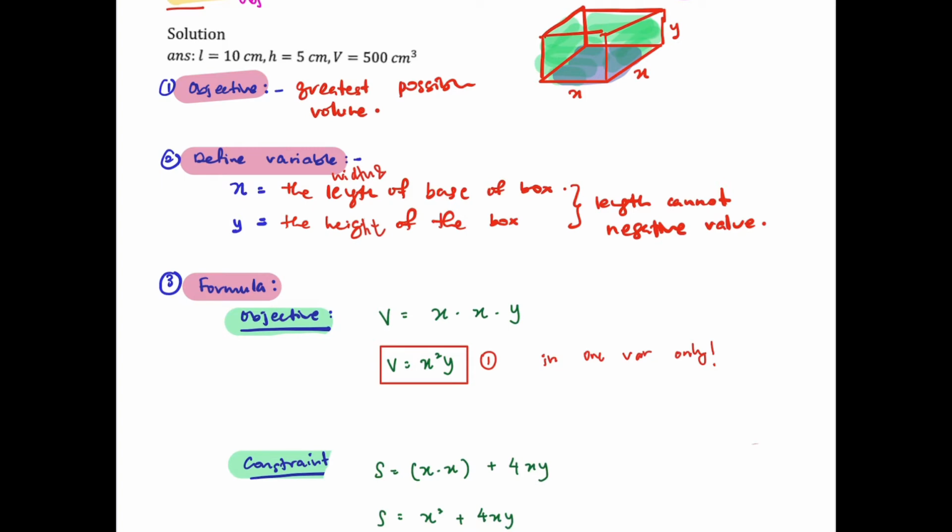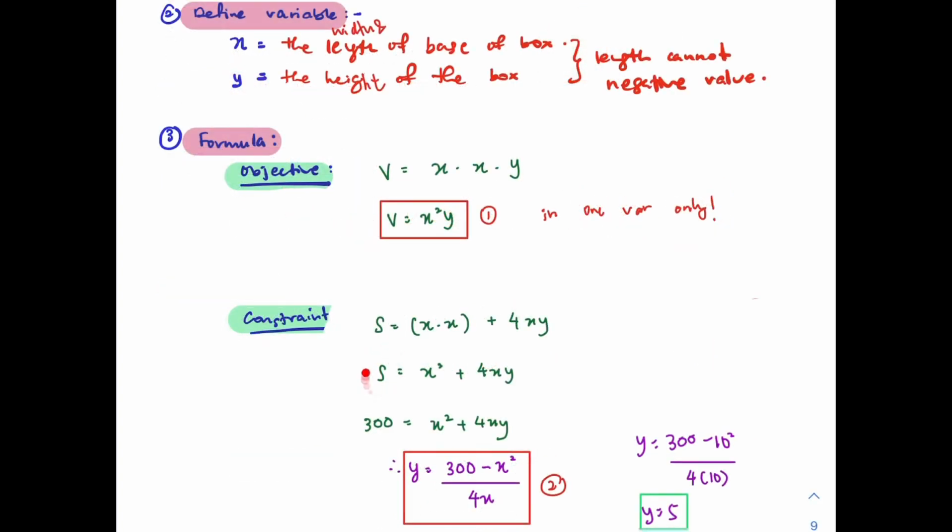Let's just add them up. Let's simplify. This is x squared plus 4xy. And let's substitute a total surface area as what's given in the question. It is 300. So now 300 is equal to x squared plus 4xy. So in order to substitute in this, we need to keep x and we need to substitute out y. Therefore, let's rearrange this constraint here to find y. So this is it. Just keep this one, bring it to the other side, minus, and let's divide with 4x. Therefore, this is your y. This is the second equation.